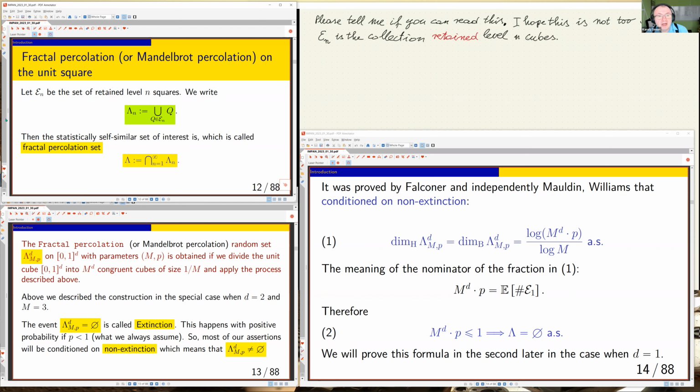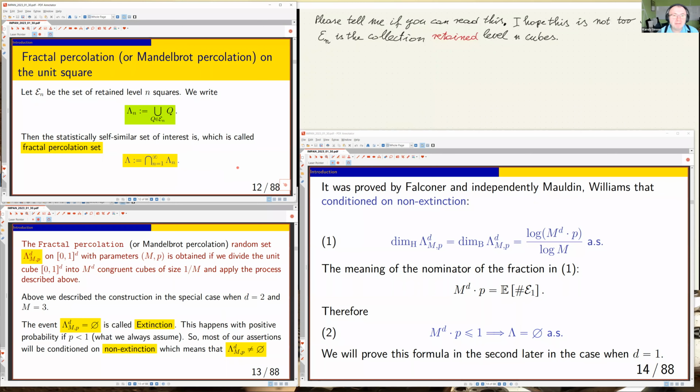This is E_n, calligraphic E_n, and the nth approximation is that we take all the cubes which are contained in E_n, and we consider their union, and we call it lambda n. This is the nth approximation of this random Cantor set under consideration. Whatever remains after infinitely many steps, because this is a nested sequence of compact sets, is this random object that we consider. We call it the fractal percolation set or Mandelbrot percolation Cantor set. And it may very well be an empty set.